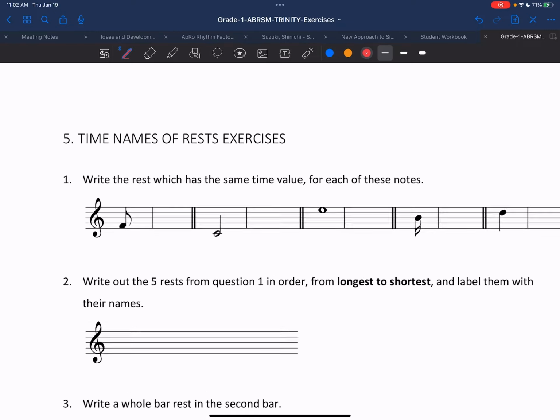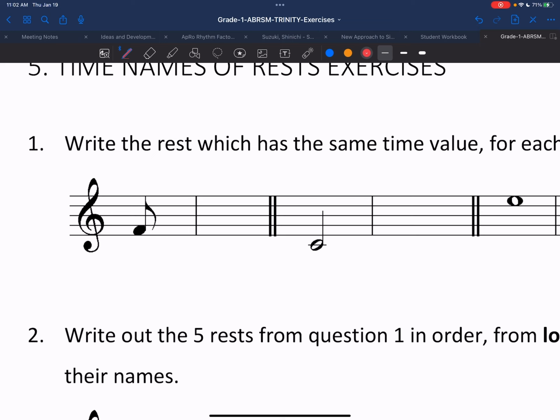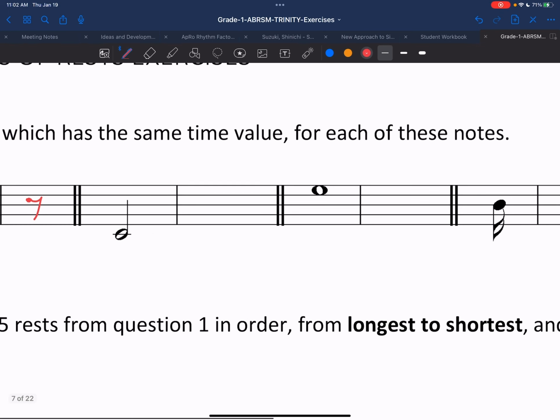The first question says, what rest is this one? This is the 8th note, so we'll draw our 8th rest. We start by making a ball, then almost like the number 7. Then we have a half note. For this one, we need to make a hat on the middle line. So we start by making a line, and then we draw a hat and fill it in.